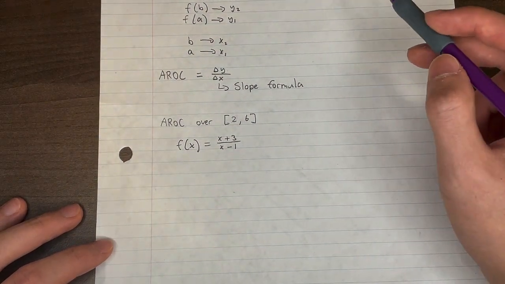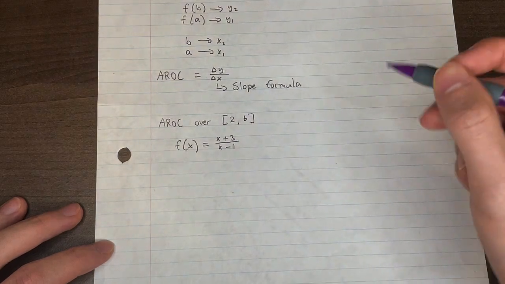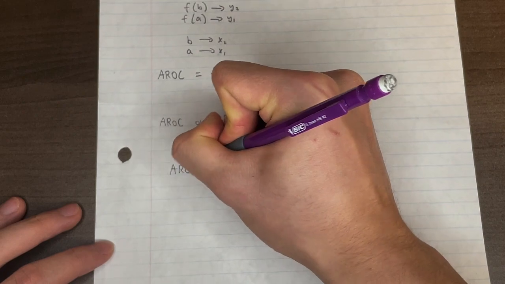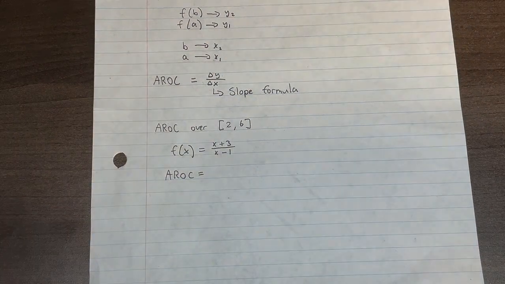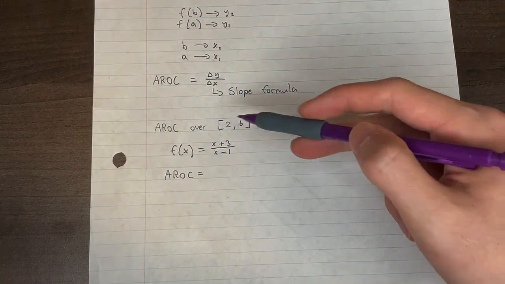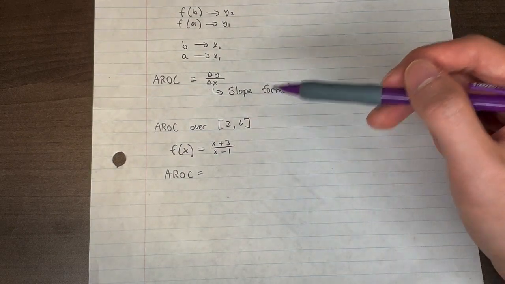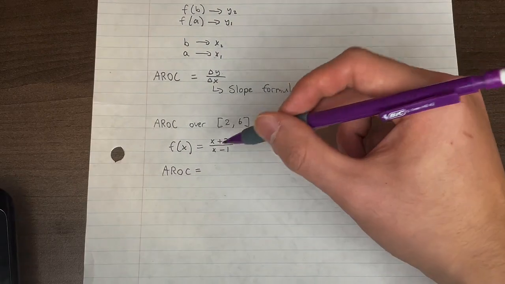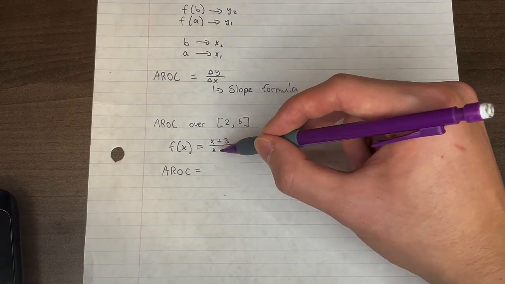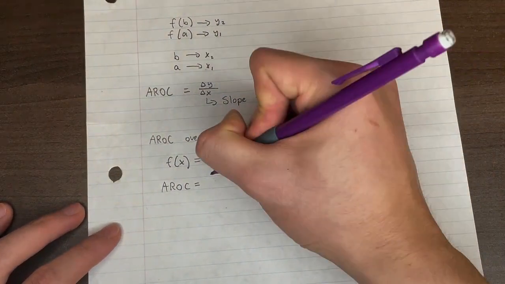So first, we want to find the y value if we plug in x is equal to 6 on this function. So by using a calculator, we can simply plug in the x values, 6 and 2, and we can find the numerator of this average rate of change. So 6 plus 3 becomes 9, and 6 minus 1 is 5. So we get an f of b value of 9 over 5.